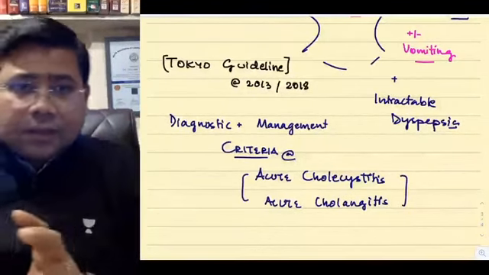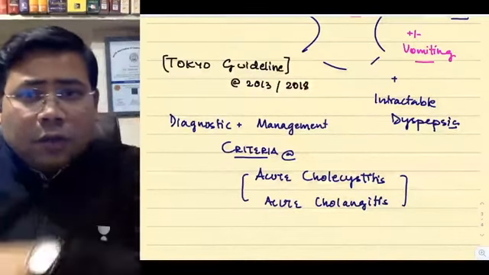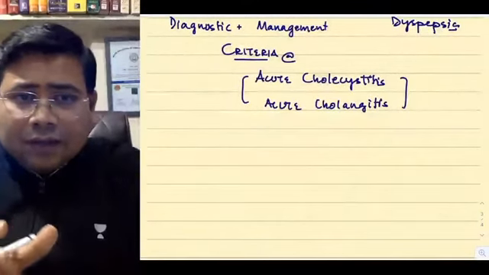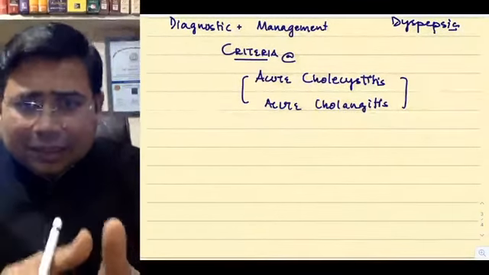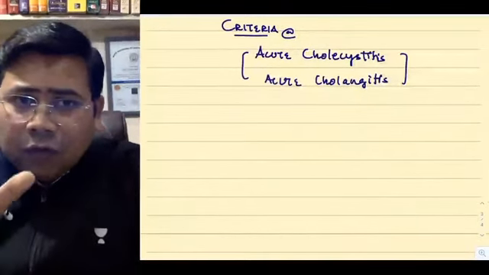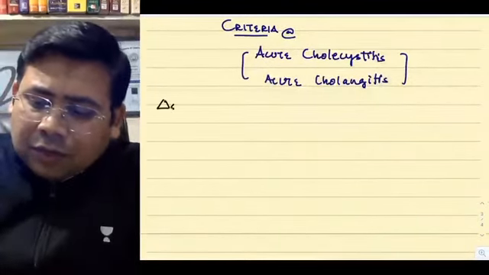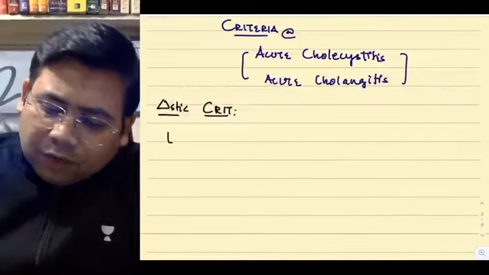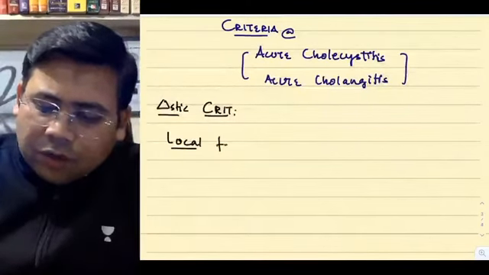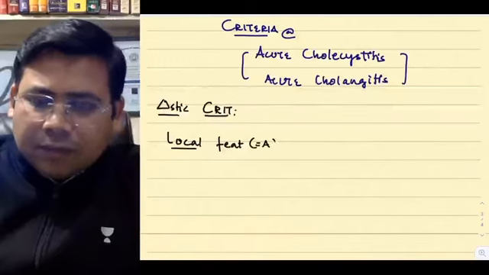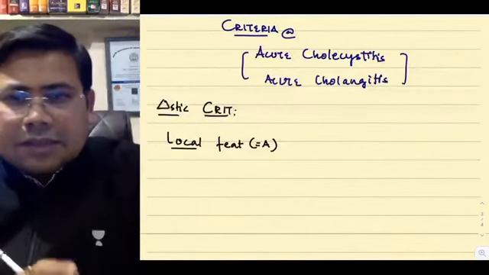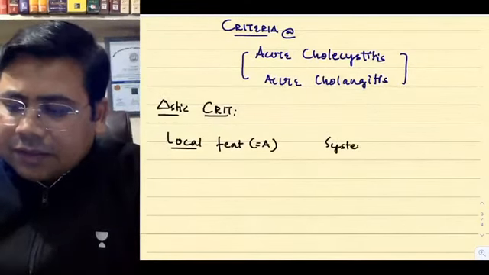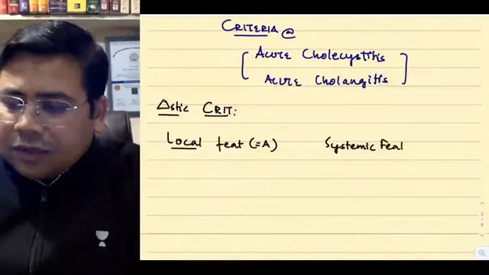Now let us see when you will call it acute cholecystitis. It is based upon two factors: one is the radiological factors and the other is the clinical signs and symptoms. Let us see how we diagnose. It's very easy. We have local features, designated as column A. Then we have systemic features, designated as column B.